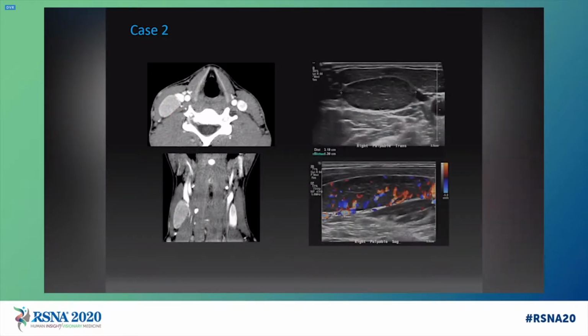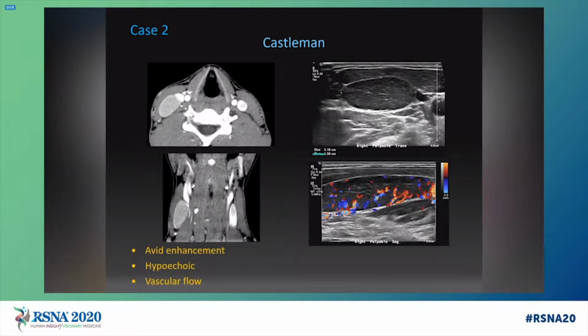This patient did go on to have an ultrasound, and you can see the lesion is really quite hypoechoic with a lot of vascularity. And when you see that, you would think about Castleman disease, which was what this ended up being. So the key to Castleman is you see a node that has avid enhancement, hypoechoic on ultrasound, with lots of vascular flow.